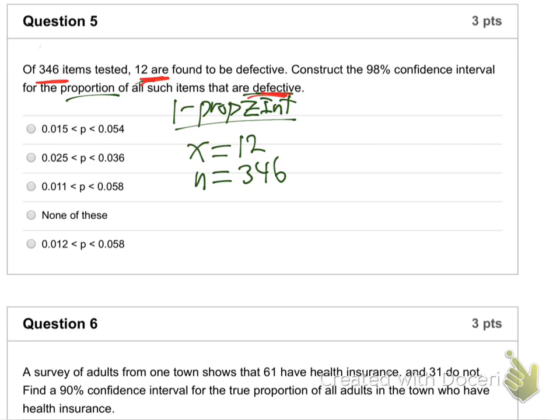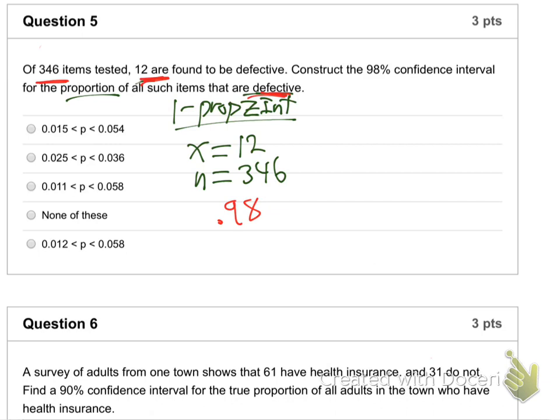All right. So let's go to 1 prop Z. Whoops, I went to the wrong thing. I went to the test. It's 1 prop Z interval. There it is, way down on A. So X is 12, N is 346, confidence level is 98%.